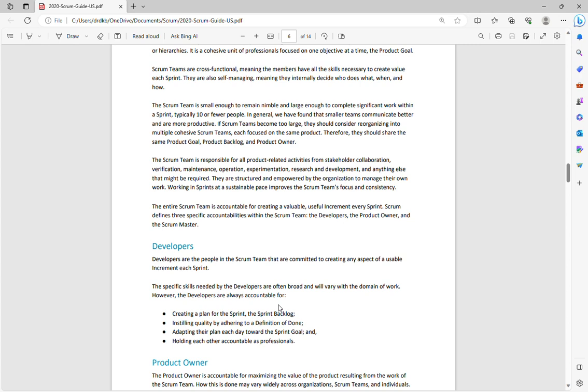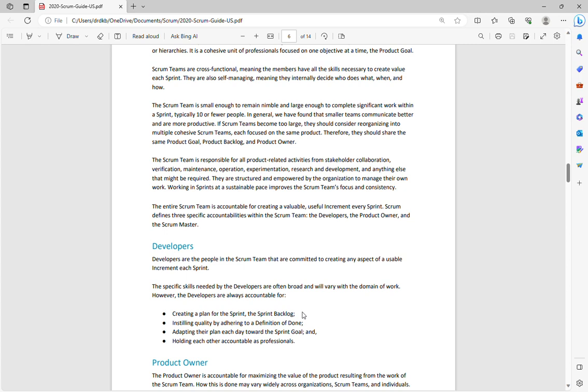But if the product is about data visualizations, in that case, we'll need the API developers and testers. So based upon the product requirement, the specific skills would vary. But when it comes to the Scrum framework, there are some specific accountabilities which the developers would always be accountable for or always be responsible for. So what are those? Like creating a plan for the sprint backlog.